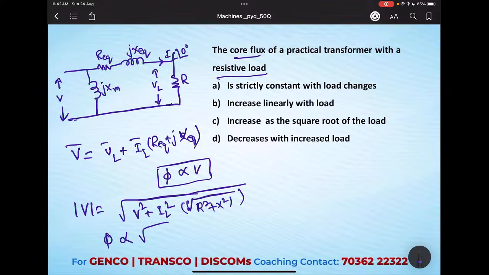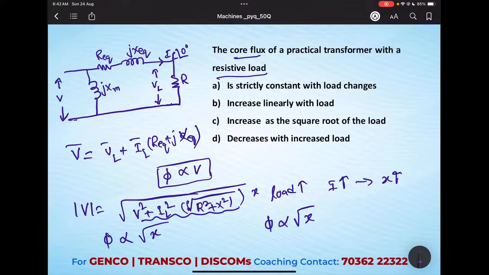the total parameter. As load increases, let's take this total value as X. When load increases, current will increase, then the factor X is going to increase. We write like this: phi is directly proportional to the square root of X, where X is this total value. From this, what you can understand, if load current varies, then X will increase.